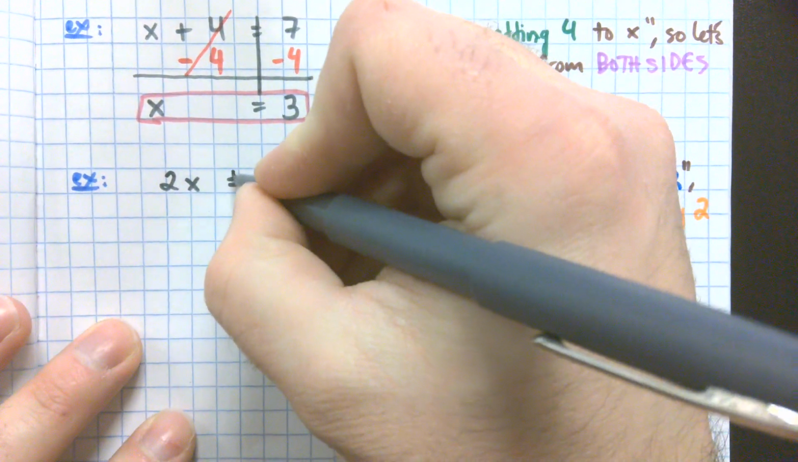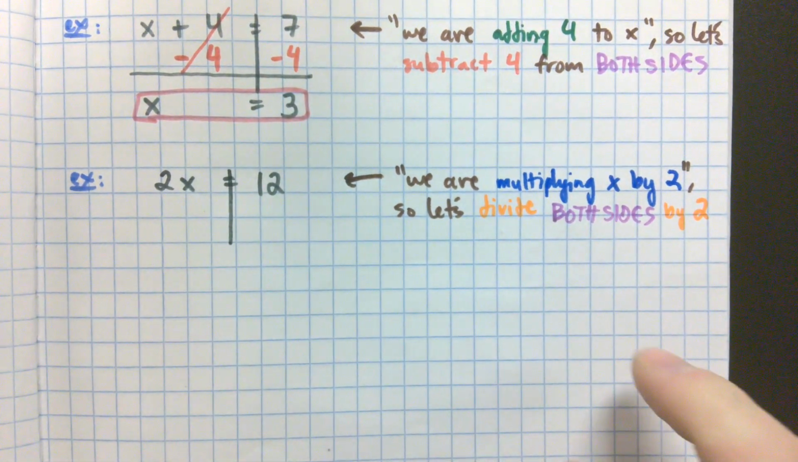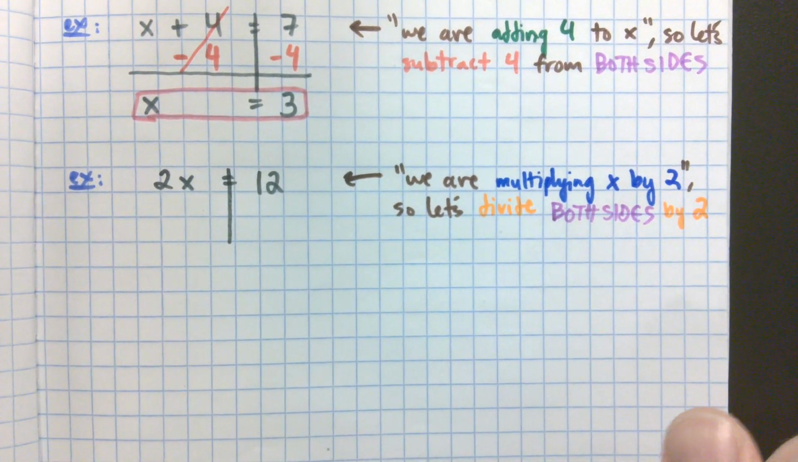Again, we're going to split our equation with a vertical line through the equal sign, just like that.